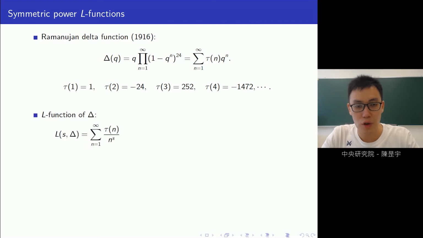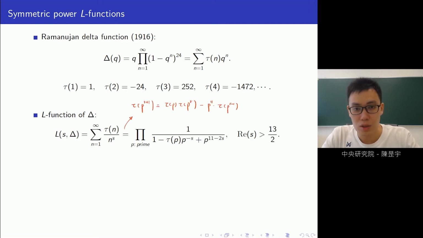Then we define the L function of this Ramanujan delta function, L(s, delta), to be the infinite sum of tau n over n to the s. Similarly to the Riemann zeta function, we have the Euler product, but this time the Euler factor is of degree 2. For each prime, it is equal to 1 minus tau p times p to the minus s plus p to the 11 minus 2s. This equality follows from the recursive formula for the tau function at prime powers.